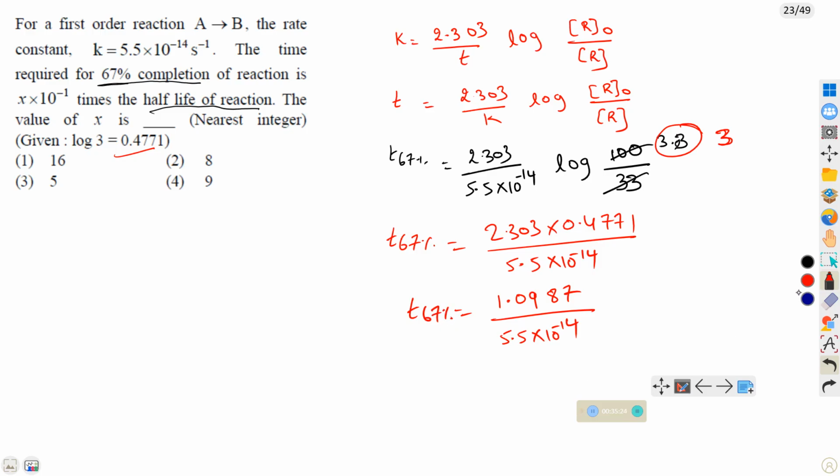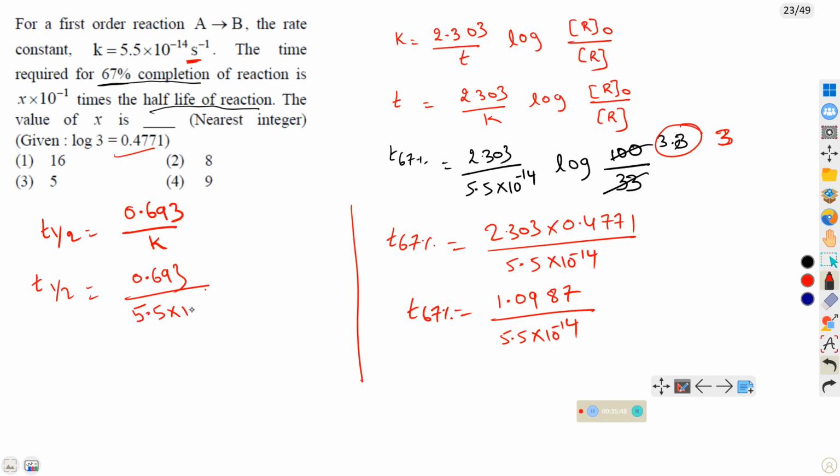Now half-life time. For a first order reaction, based on the units, it is a first order reaction. For first order reaction, T half is equal to 0.693 by K. K value is 5.5 into 10 power minus 14. This is taken as equation 1. This is taken as equation 2. Equation 1 by equation 2.